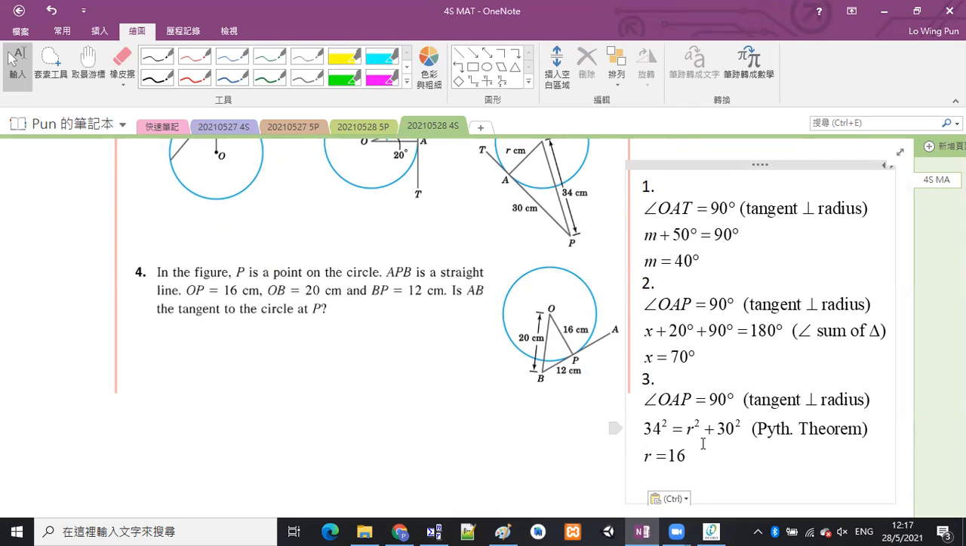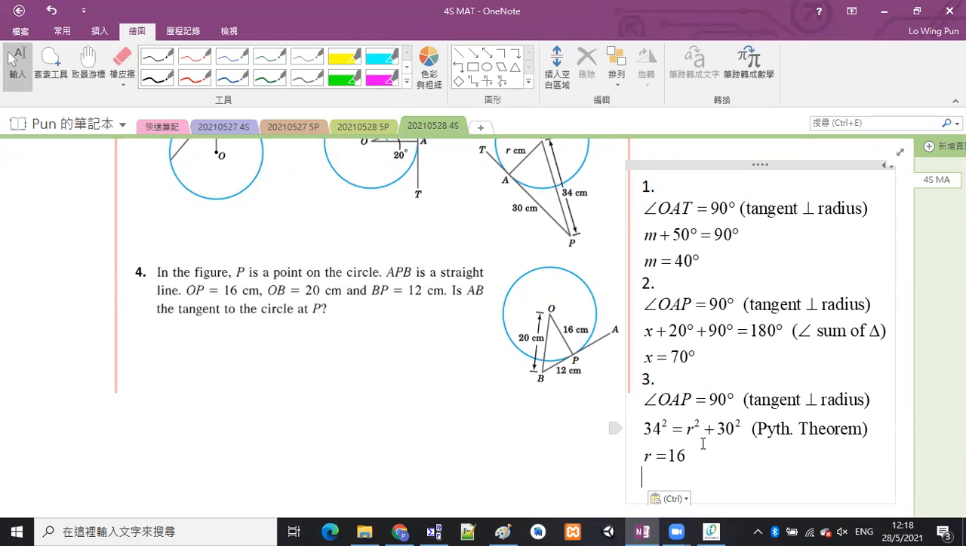P is a point on circle. ATB is a straight line. And the question asks you whether AB is a tangent to the circle at P or not. Okay. So at the beginning, the question did not tell you whether ATB is a tangent or not. And it asks you to judge whether it is a tangent or not. Okay. So how can we judge whether it is a tangent or not? We need to check whether this angle, angle OPB, is 90 degrees or not.